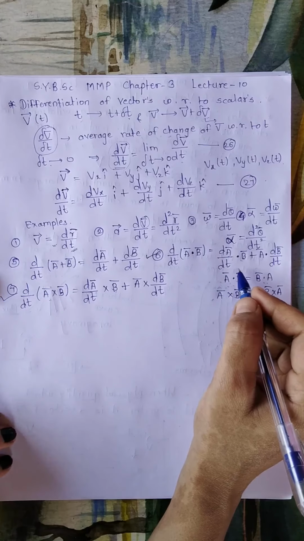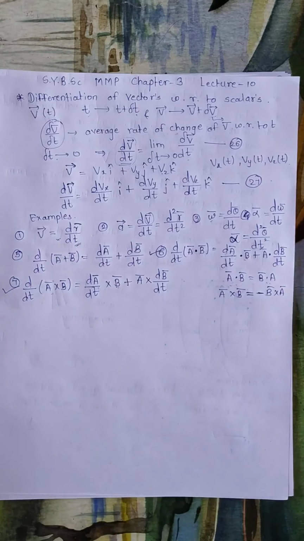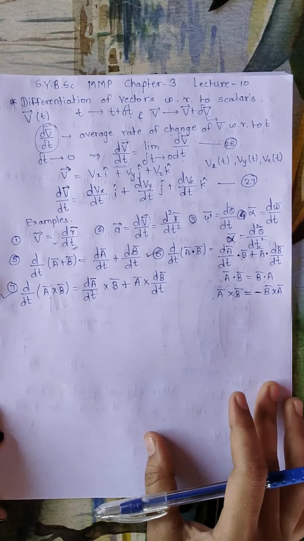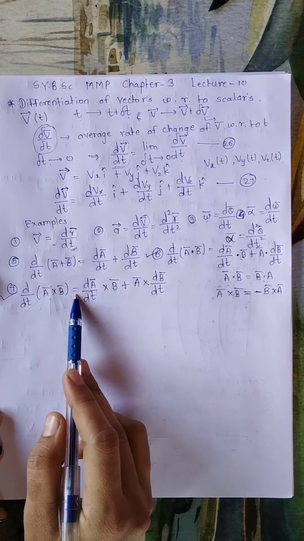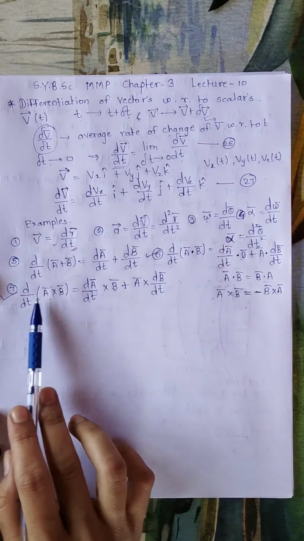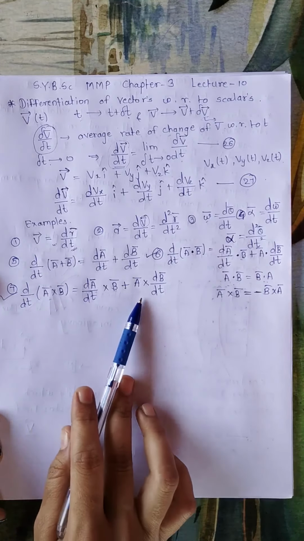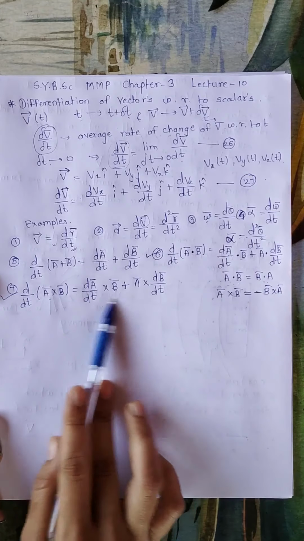So the above methods of differentiation are also applicable for the vector triple product, means a bar cross b bar cross c bar. For this vector triple product also you can apply this rule.